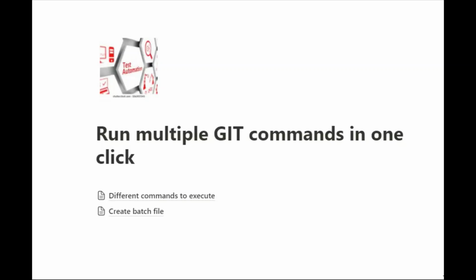So today we are going to cover one really amazing topic, that is how you can run multiple Git commands in one click. Basically, whenever someone writes code, he has to write some commands to add the files, to commit the files, and then to push the code to the Git repository, but we can perform all those steps in one single click. So let's get started. Let's see how we can do that.